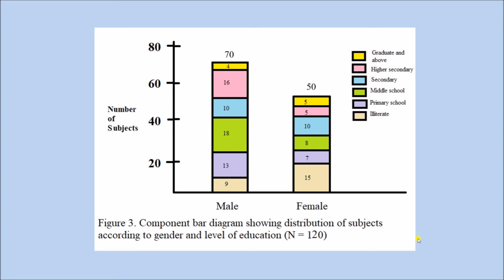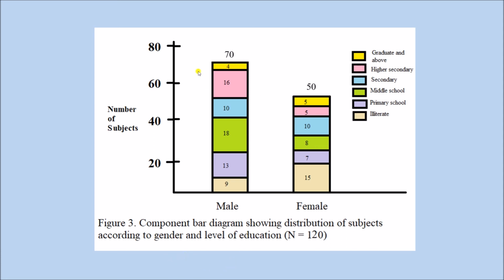So this is the component bar diagram showing distribution of subjects according to gender and level of education. Here we have presented two different variables, the gender and their level of education. We could use a multiple bar diagram to present this data, but here for this context we have used the example of a component bar diagram. The first variable is the gender. Since the two possible genders are male and female, that is why we have drawn two bars.